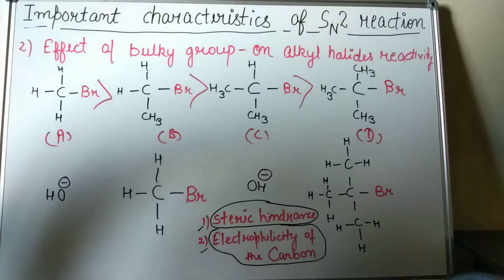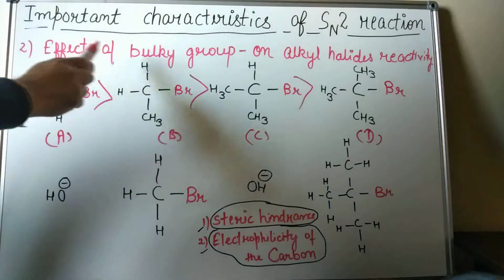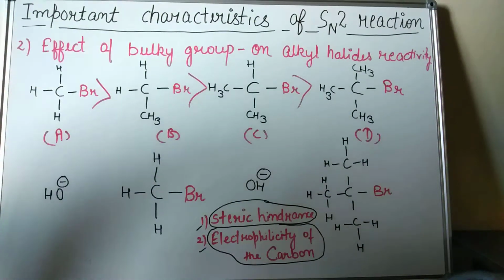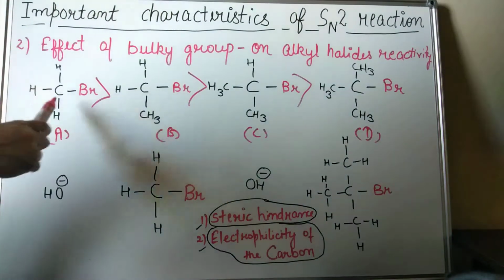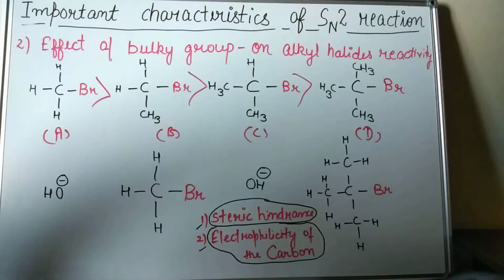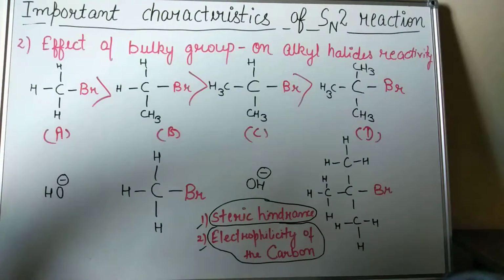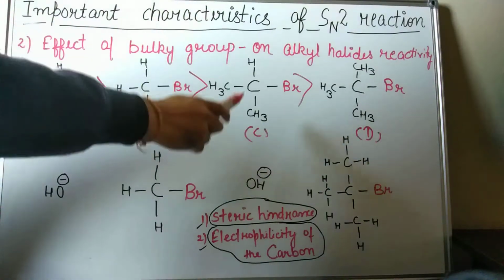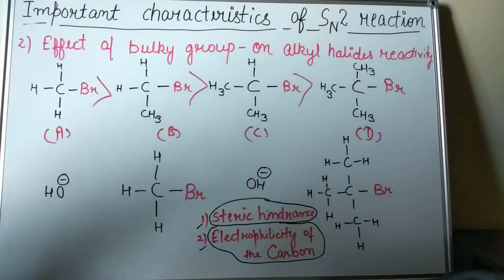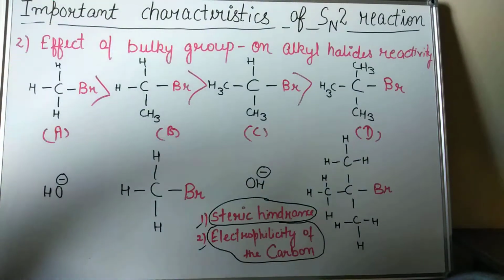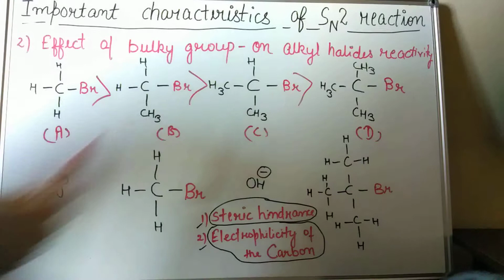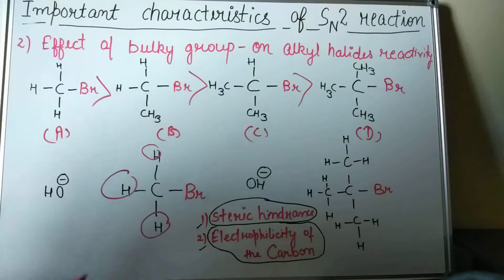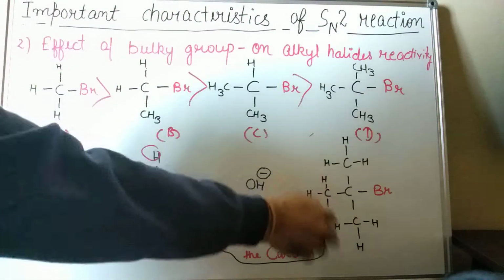So the second important characteristic of SN2 reaction is the effect of bulky groups on reactivity of alkyl halides towards SN2 reaction. To understand this, I have shown you 4 different alkyl halides along with their reactivity order, where A is the most reactive towards SN2 reaction, followed by B, then C, and finally D. Let's compare the reactivity of A with D, where A has got 3 hydrogens. On the other hand, D has got 3 methyl groups.